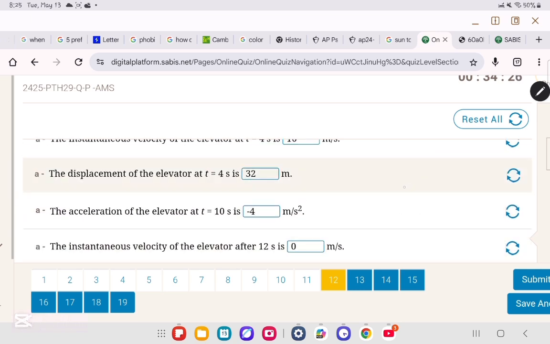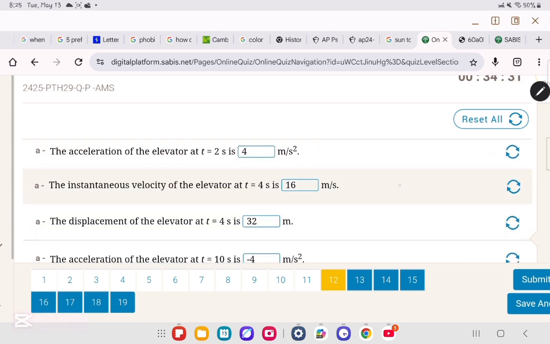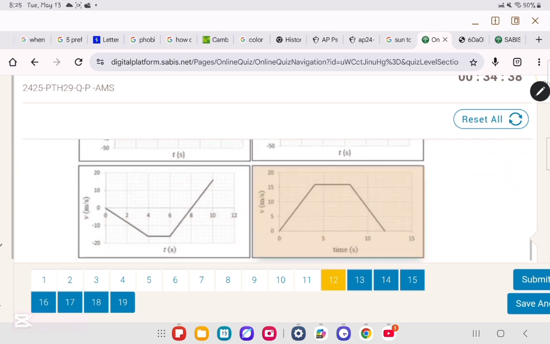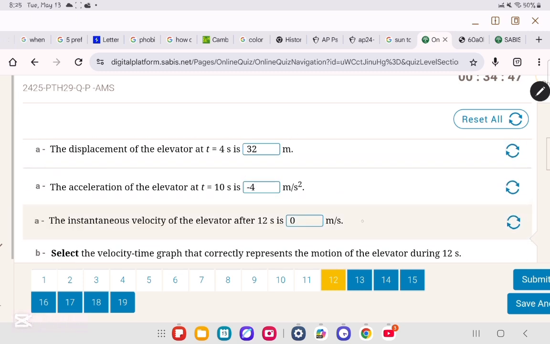Then the displacement of the elevator at time 4 seconds is 32 meters. Instantaneous velocity of the elevator at 4 seconds. Okay, let us try this. At 4 seconds, the velocity is supposed to be 16. So let's see, 4 is over here. As you can see, it is 16. So perfect, 4 is 16. That means this is more proof that this is the graph.